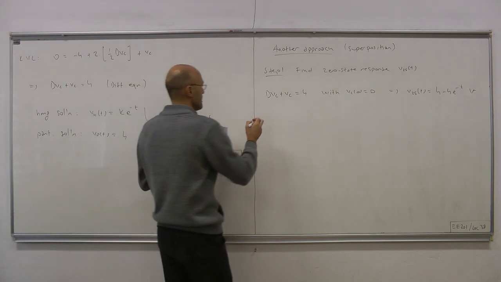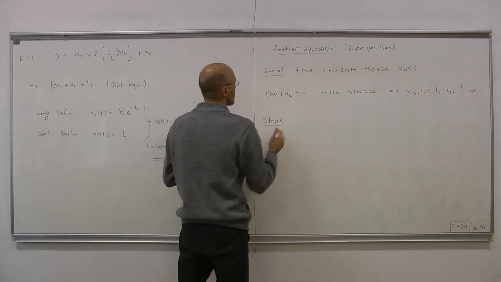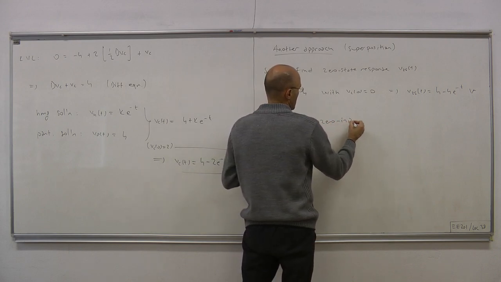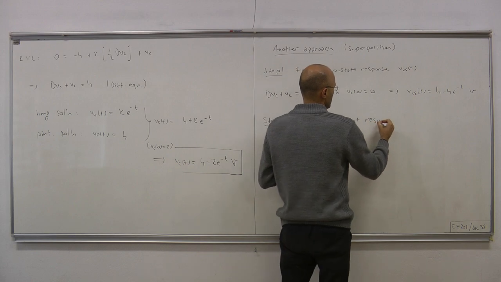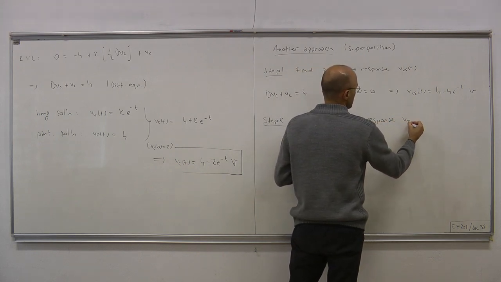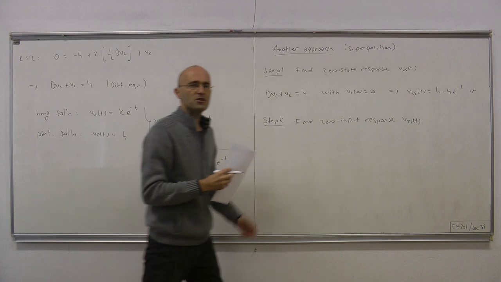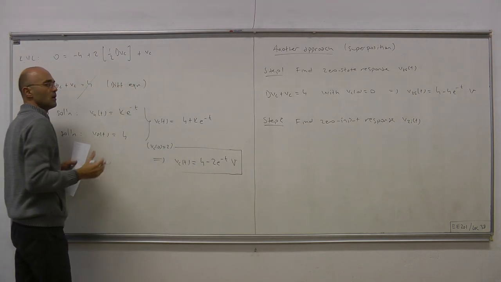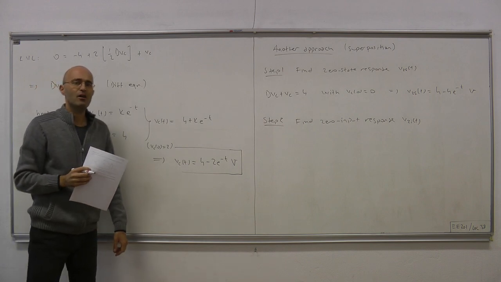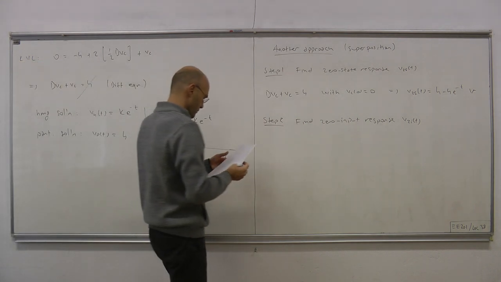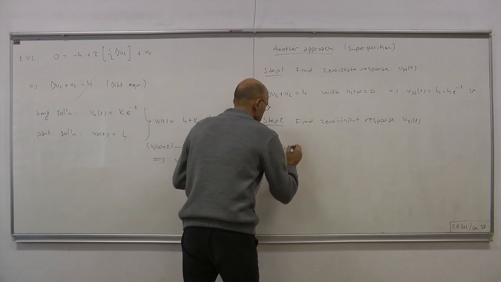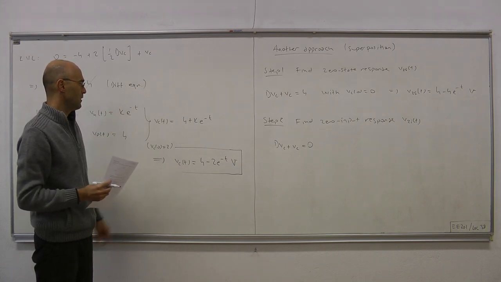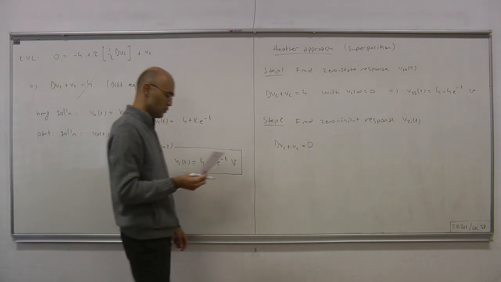And then, step 2, find the zero input response, let's call it V_ZI(t). In this case, you're going to kill the source. Killing the source will remove the right hand side and you will have a homogeneous differential equation. So dvc/dt plus vc equals zero. But this time you keep the initial condition constraint vC(0) equals 2 volts.